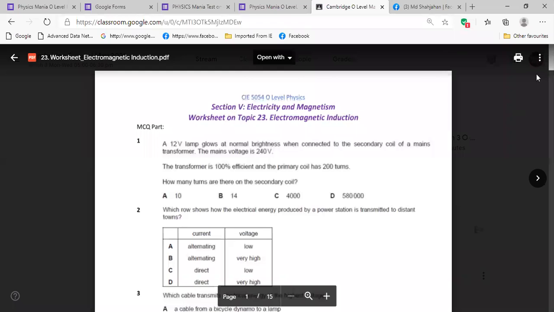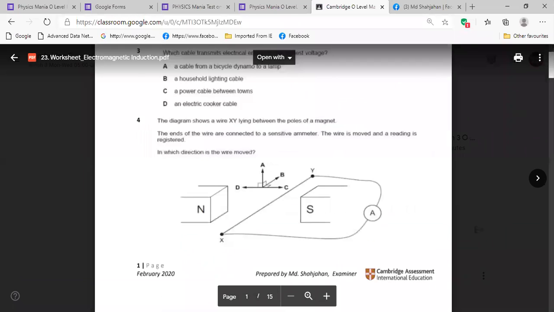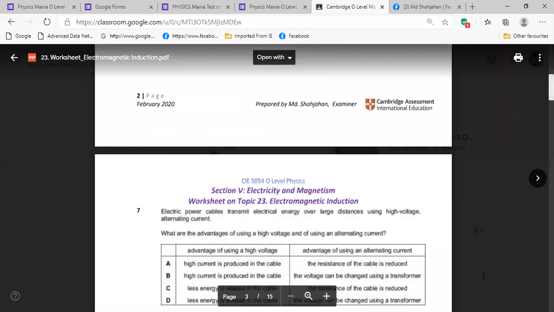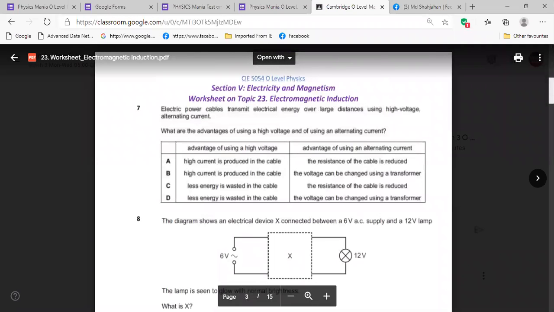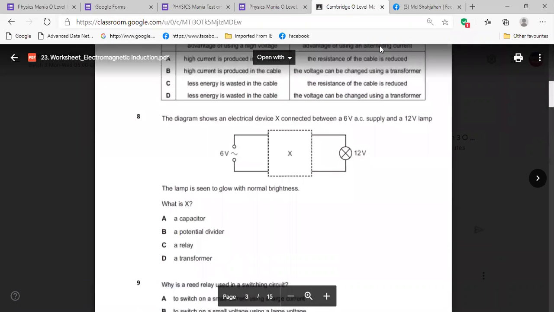6 is done, right? Yes. After 6, which one? Number 7. Yes. Okay.